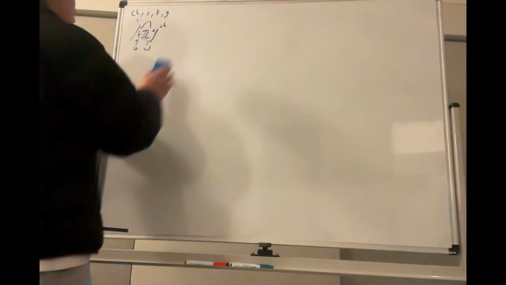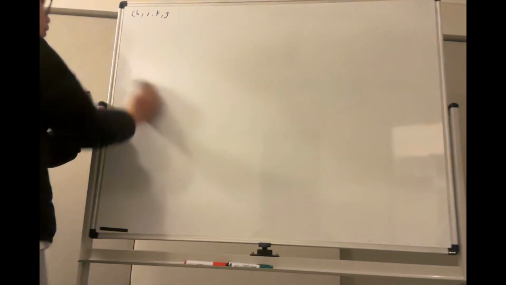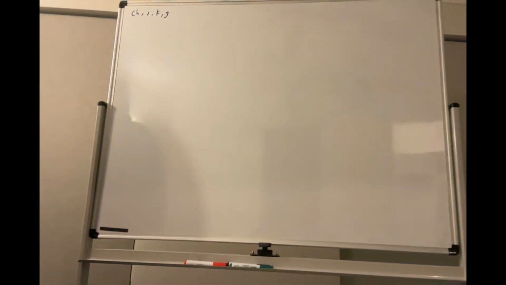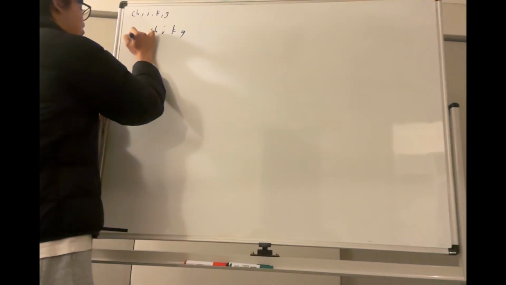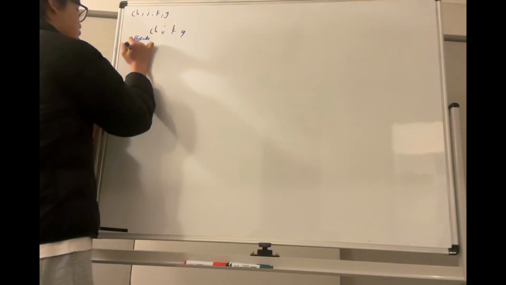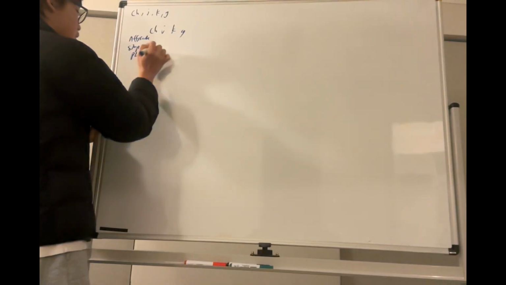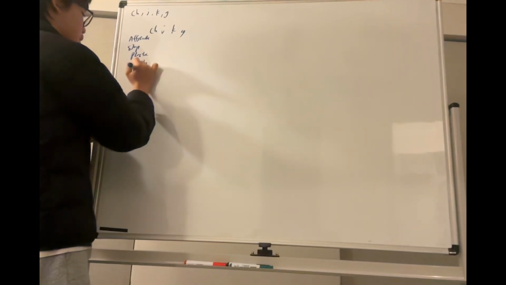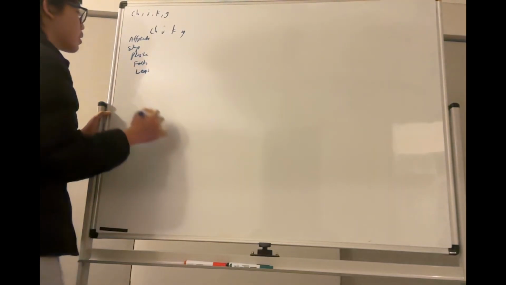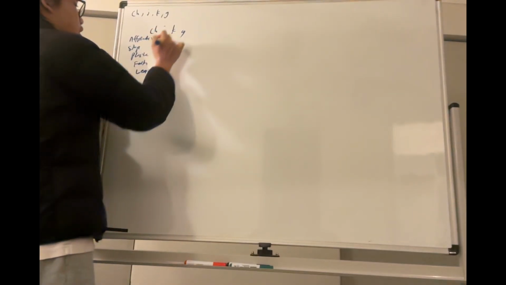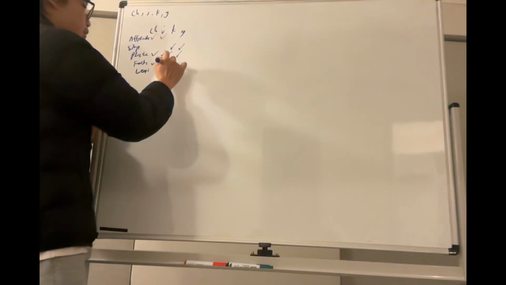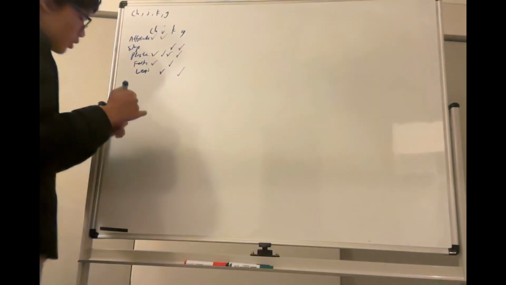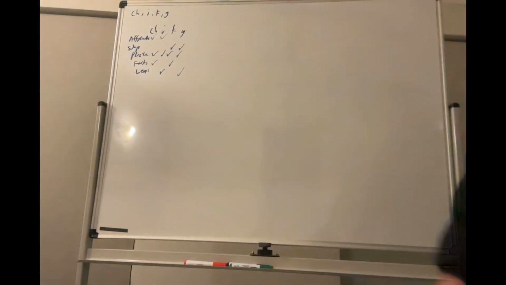I guess I'll do a property table. C, H, J, K, G. Affricate, stop, plosive, fortis, lenis. CH is an affricate. CH and J are affricates. K and G are stops. They are all plosives. These two are fortis, and these two are lenis. Right, and those are the properties of the four consonants that we're talking about today.